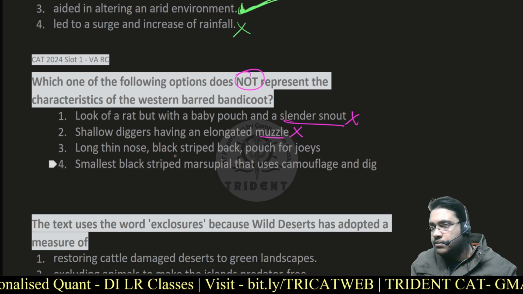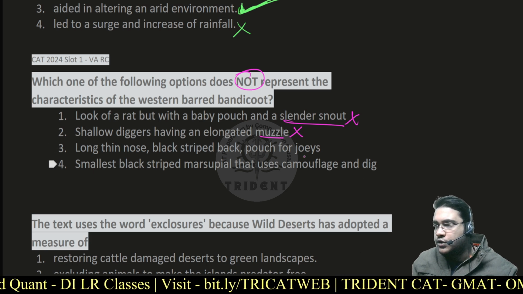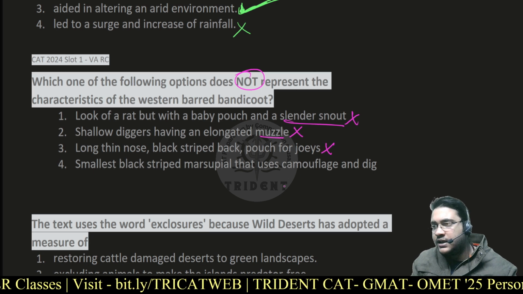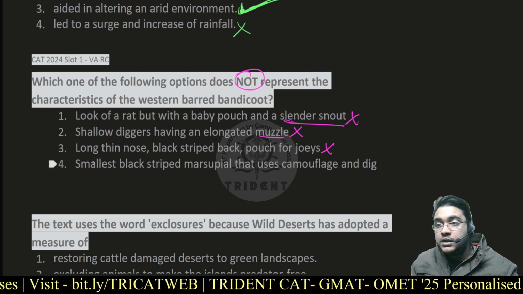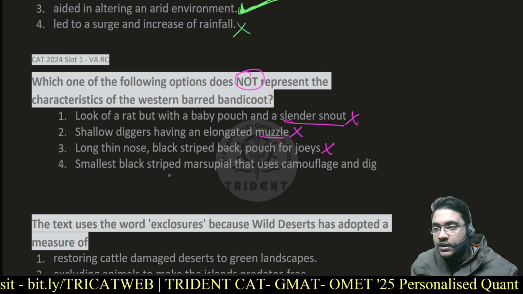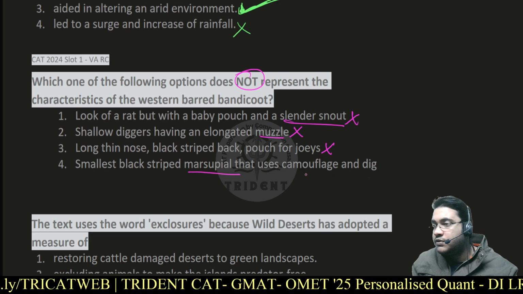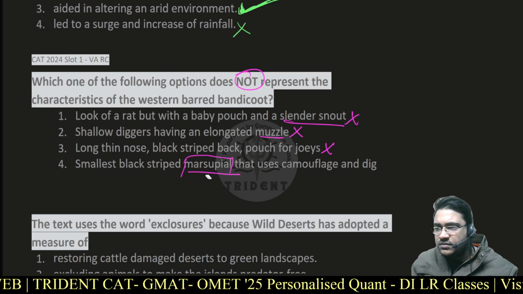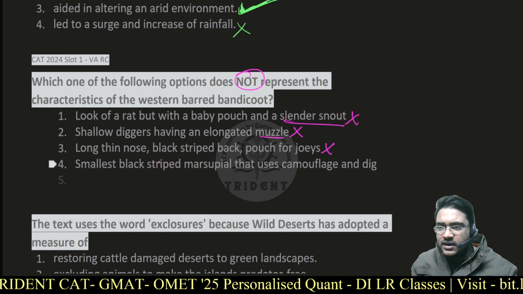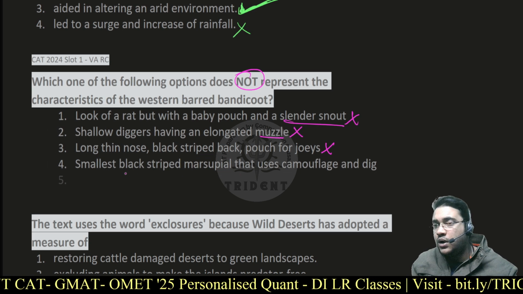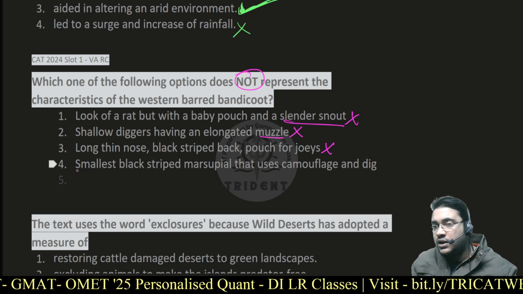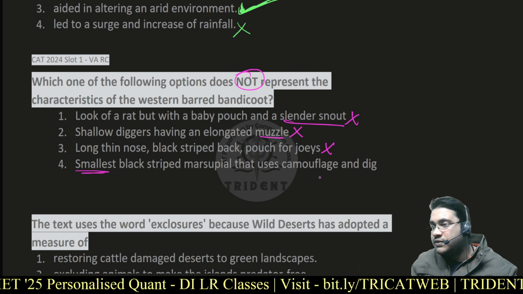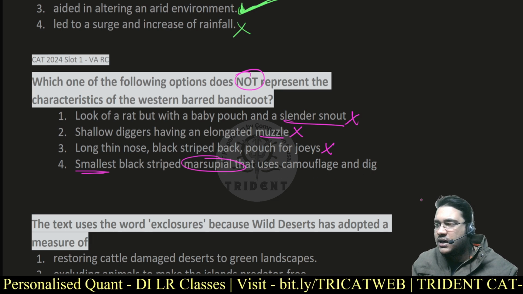Long thin nose, black stripe back, pouch for joeys. Joeys, I think, is the offspring that they are calling. So again, this is also a characteristic, goes out. The last option, however, says smallest black striped marsupials that use camouflage. And this word marsupial, this is the only reason why this is not even getting considered. Smallest black, smallest, nowhere have they said smallest and stuff. Striped marsupial that uses camouflage.